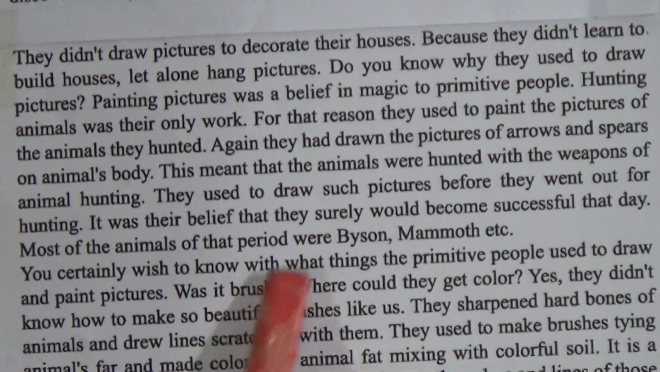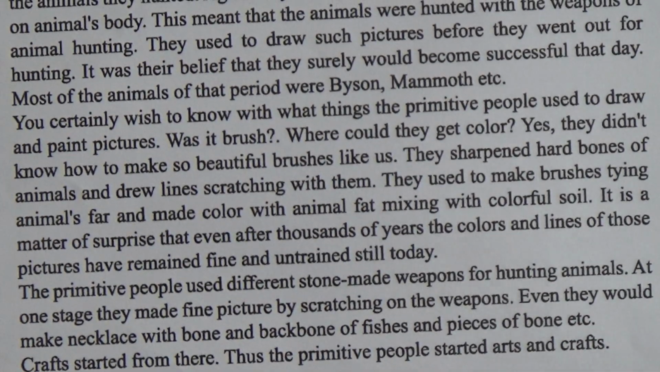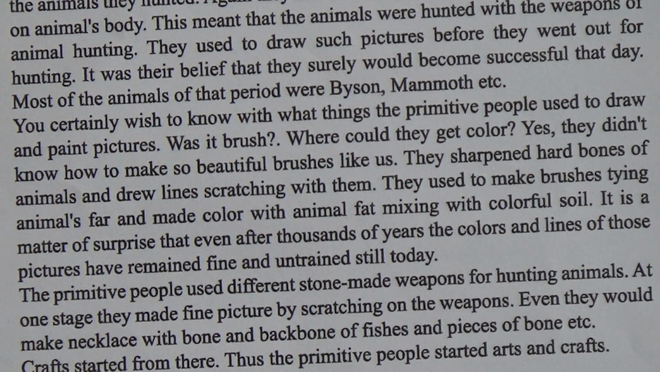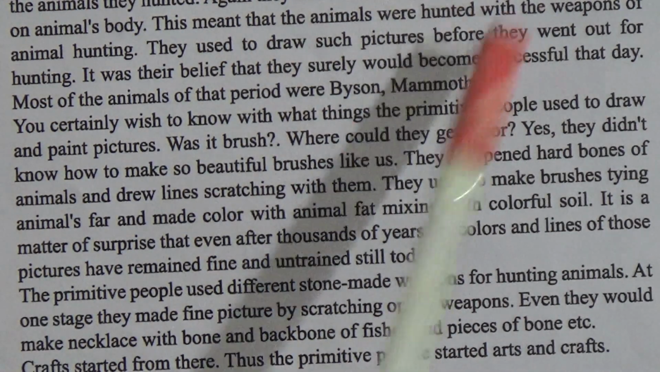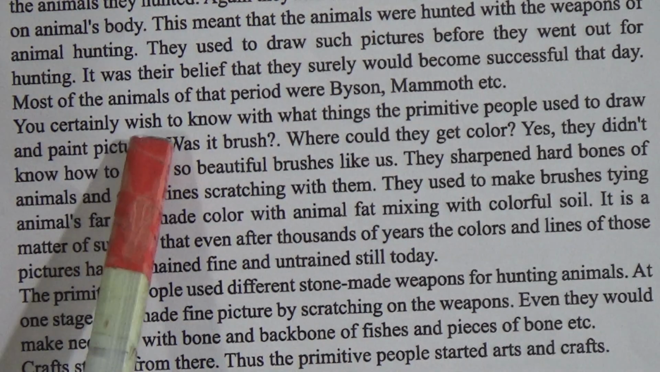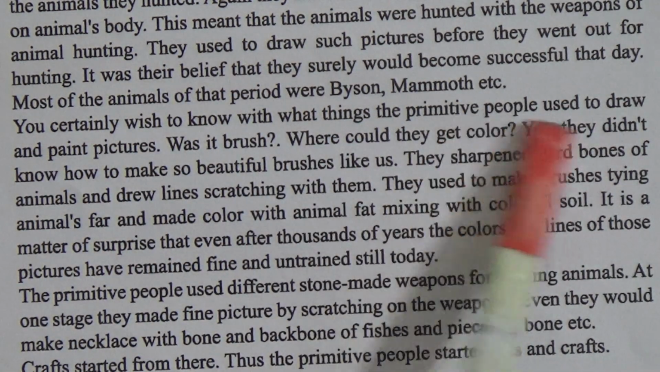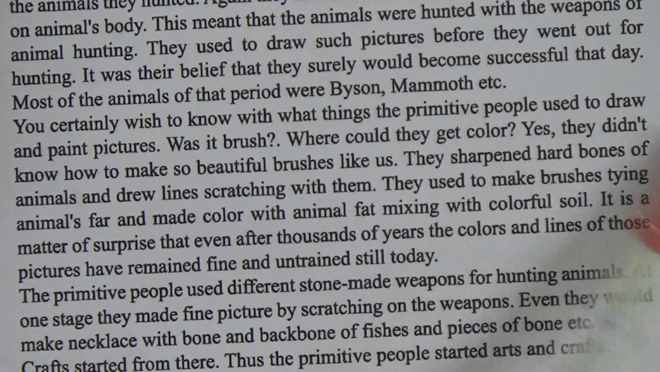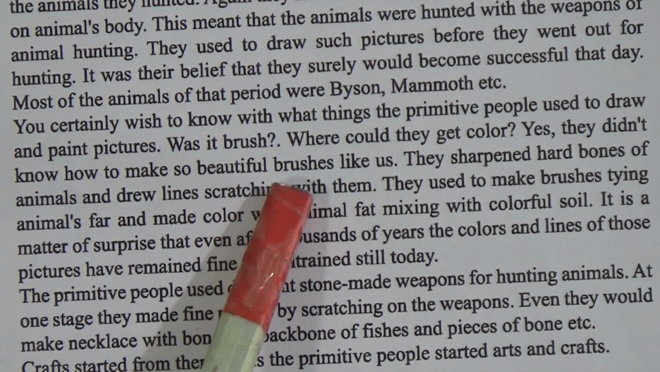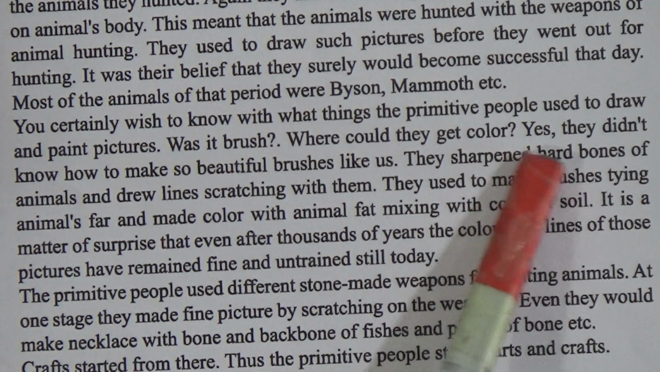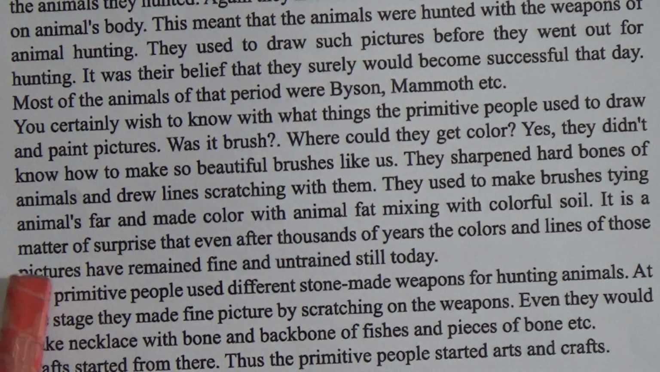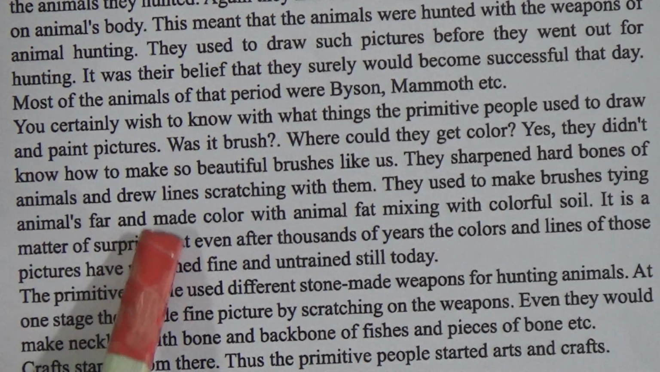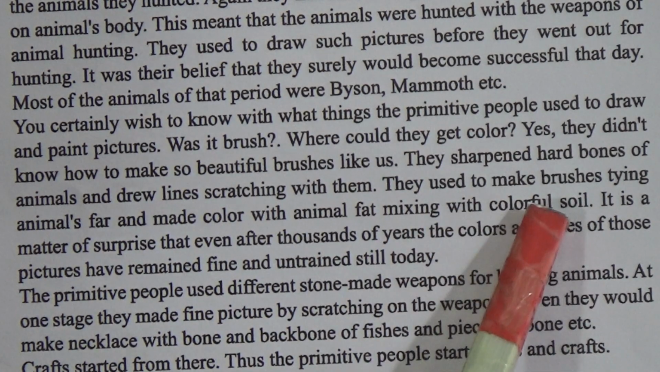Most of the animals of that period were bison, mammoth, etc. At that time, that means we can't see this type of animal now, bison or mammoth, but they drew them for their belief. You certainly wish to know with what things the primitive people used to draw and paint pictures. Was it a brush? Where could they get color? Yes, they didn't know how to make such beautiful brushes like us. They sharpened the hard bones of animals and drew lines scratching with them. They used to make brushes from animals' fur and made color with animal fat, mixing with colorful soil.